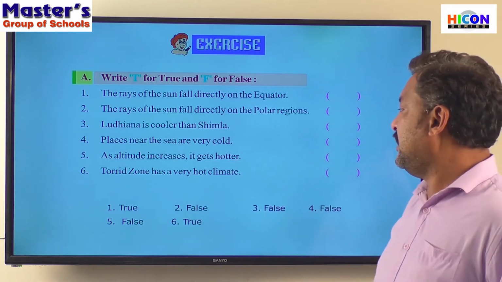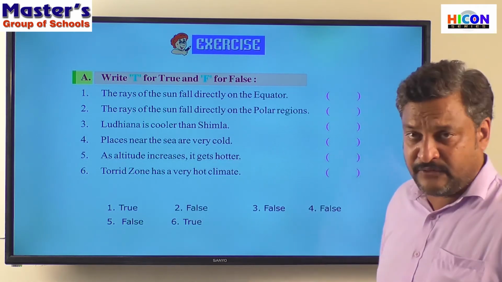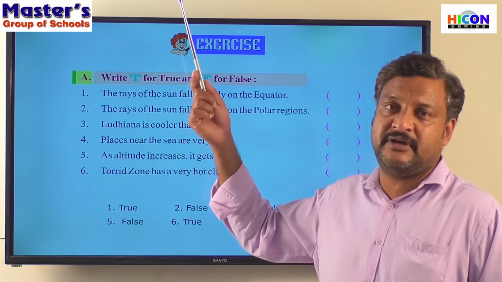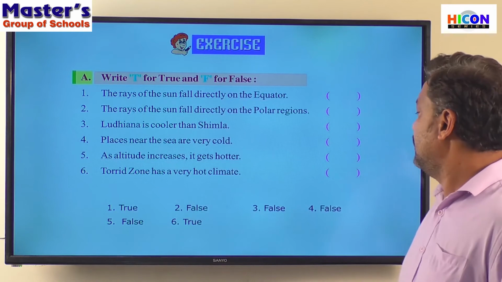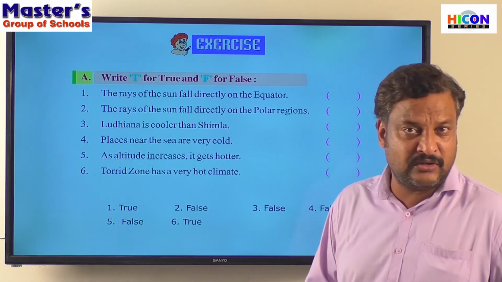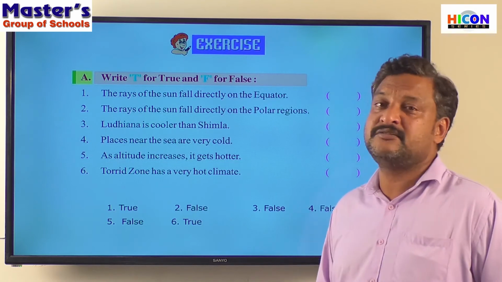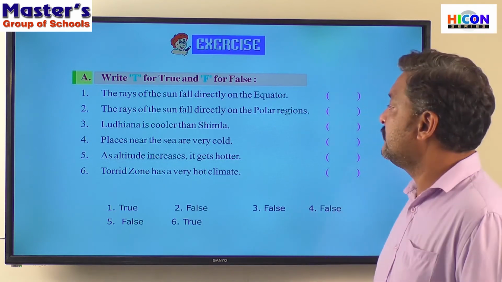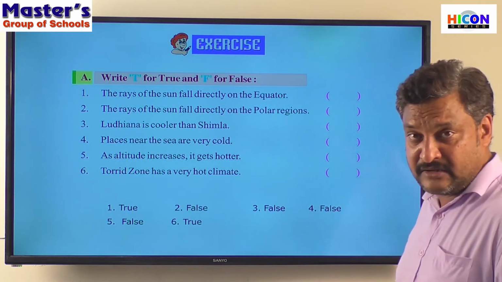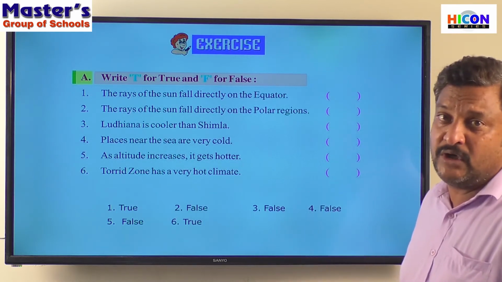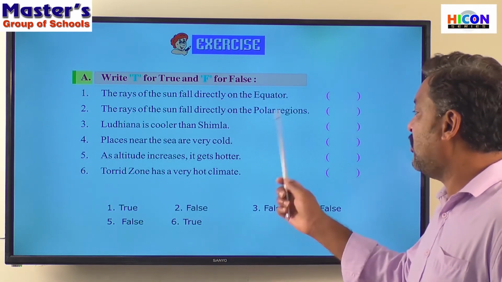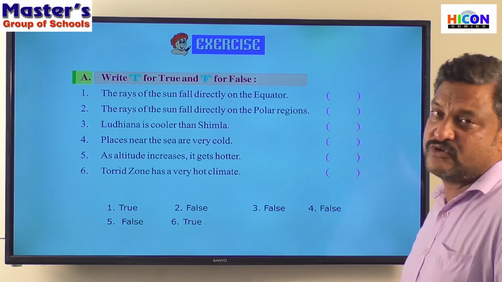Third one, Ludhiana is cooler than Shimla is false because Ludhiana is of a lower altitude and Shimla is of a higher altitude. Places near sea have very cold climate is a wrong statement because it's moderate climate. As altitude increases, it gets hotter is again a wrong statement because it becomes cooler at that time. Then torrid zones have very extreme hot climate is a true statement.